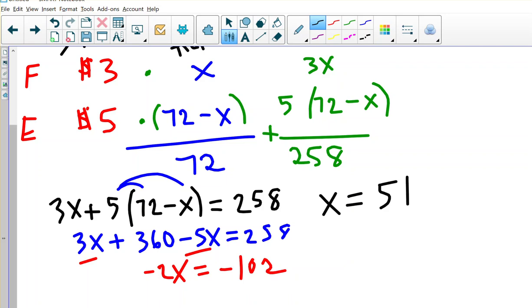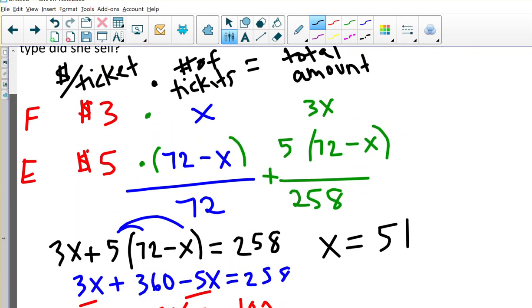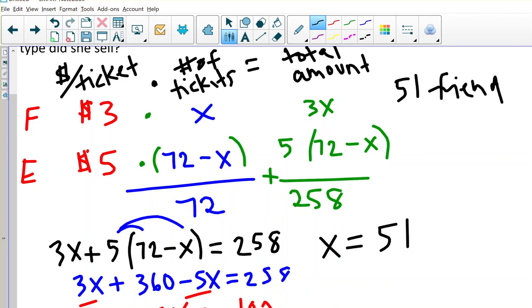So again, I always want to go back up and make sure I'm answering the question. The question was, how many of each type did she sell? X is what I called the number of friend tickets, so it would be 51 friend tickets. And in order to find the everyone else's tickets, we would do 72 minus 51, and that is 21 tickets for everyone else.